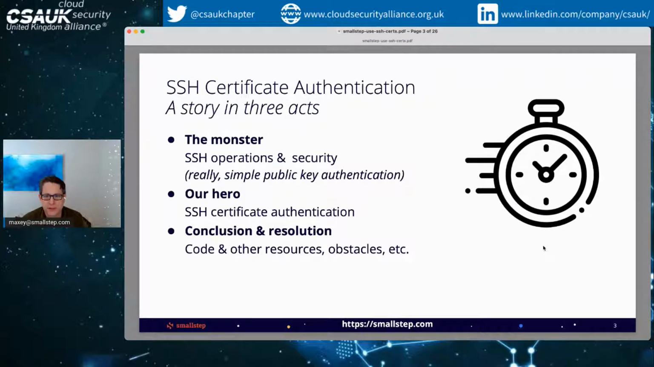The story today is in 3 acts. Using a classic narrative, we'll set it up with the monster, which is really simple public key authentication and some of the challenges around that. We'll talk about our hero, which today is SSH certificates. And then I want to leave you with some guidance on filling the gap, because certificate authentication is only part of the problem. You also want to do things like access control and remove users and those sorts of things. But we'll talk a little bit about that when we get into the final section.